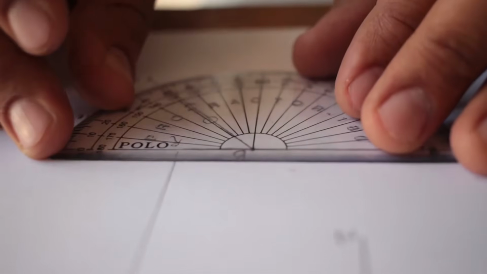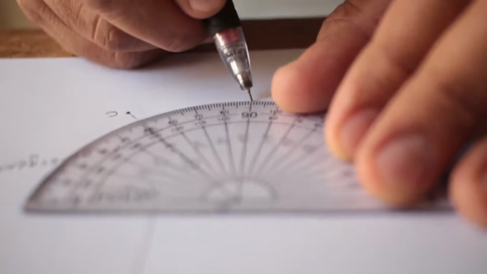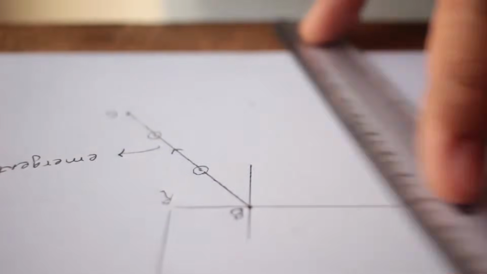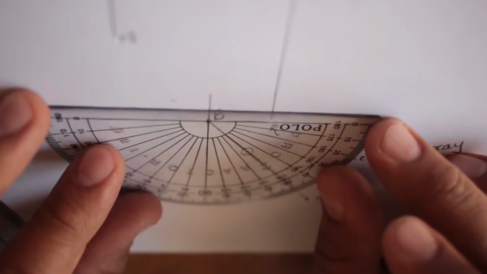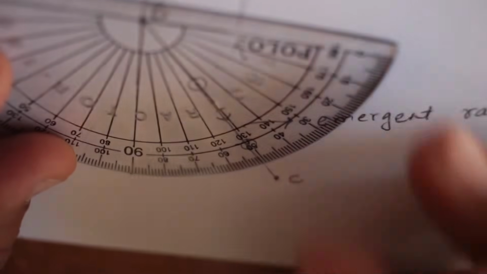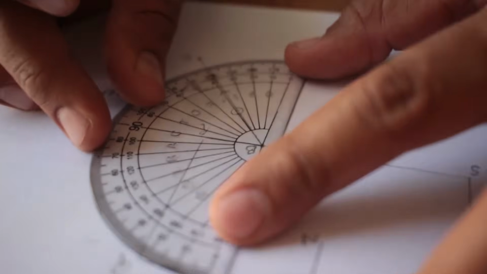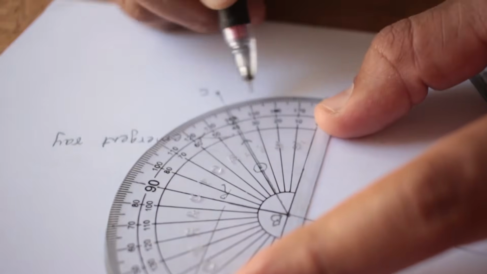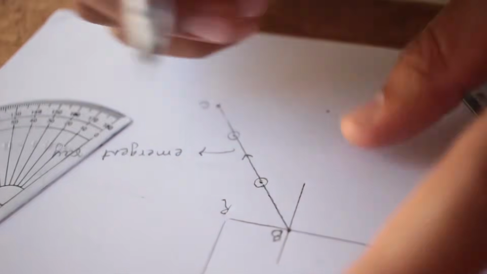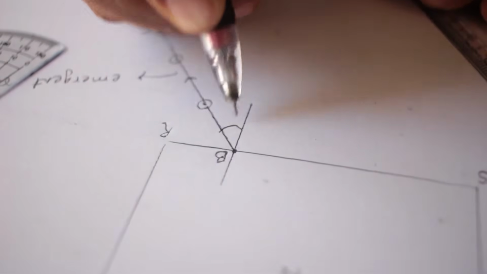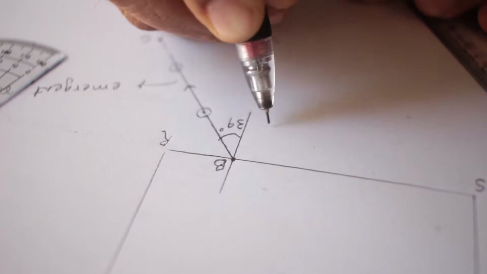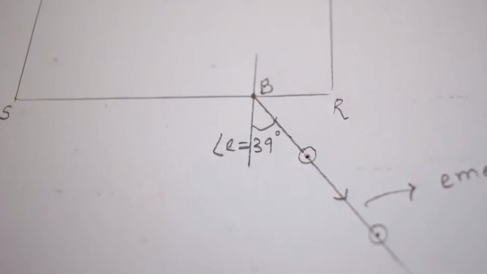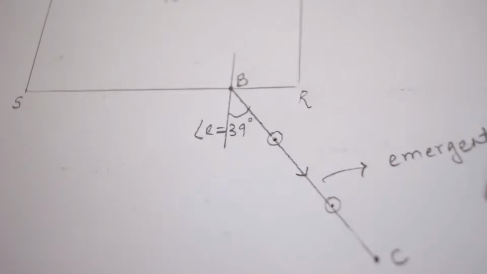Draw a normal on RS at point B. Measure the angle of emergence. It is 39 degree. Ideally it should be 40 degree as the angle of emergence is equal to the angle of incidence for the glass slab. But variation of plus or minus 2 degree is fine. So if you get the angle of emergence between 38 to 42 degree, that is alright. If it is less than 38 or more than 42 degree, you need to redo the experiment.